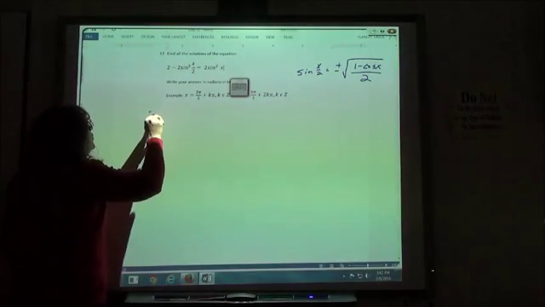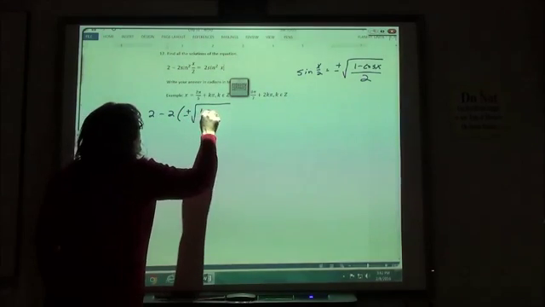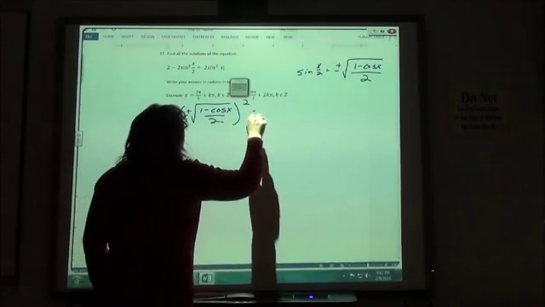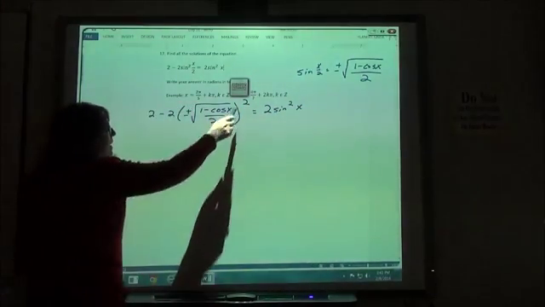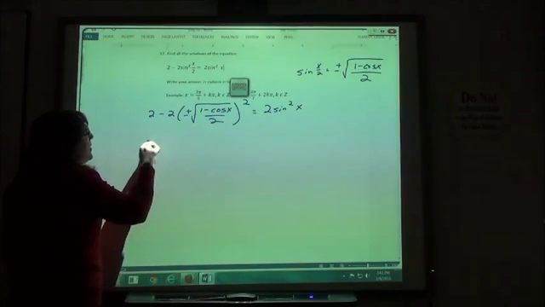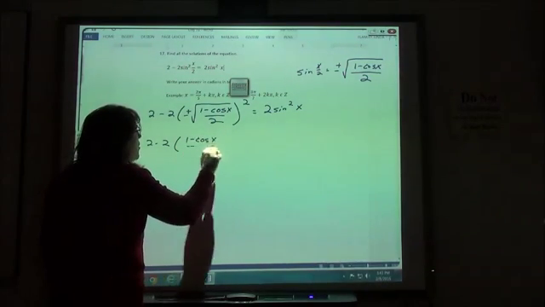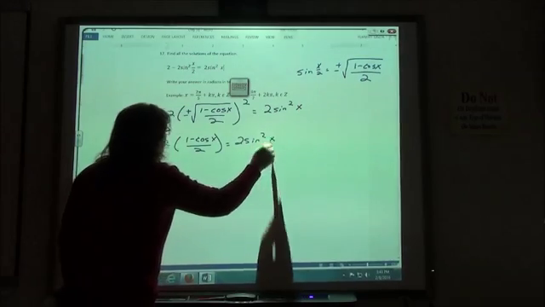So we're going to do 2 minus 2 times plus or minus the square root of 1 minus the cosine of x over 2, but we're going to square it, equals 2 sine squared of x. So again, when you square this, it'll be positive. Cancel out your square root. So 2 minus 2 times 1 minus the cosine of x over 2 equals 2 sine squared of x.